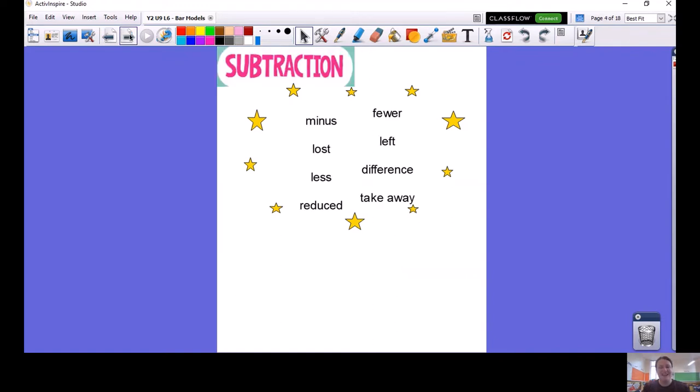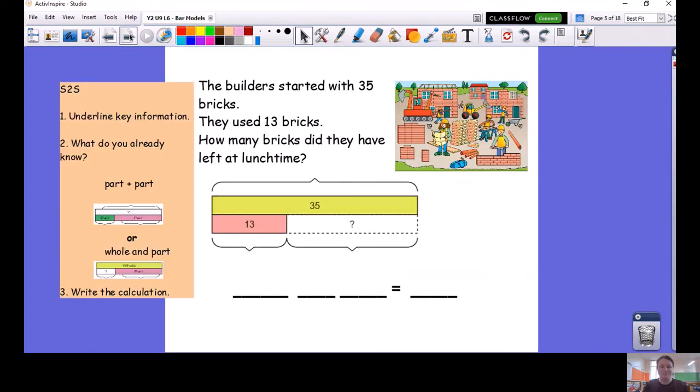Subtraction. You've got lots of words that can mean subtraction in word problems. Here are some of them. Minus. Lost. Less. Reduced. Fewer. Left. Difference. And take away. And all of those words and phrases can mean to subtract. So if you see any of those in word problems, you know it's actually a subtraction question.